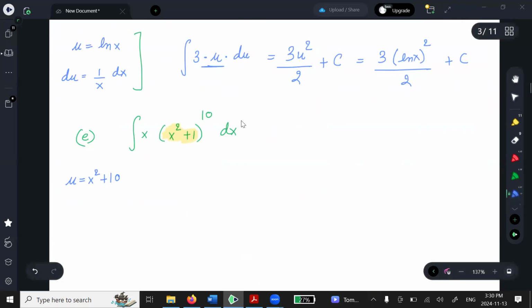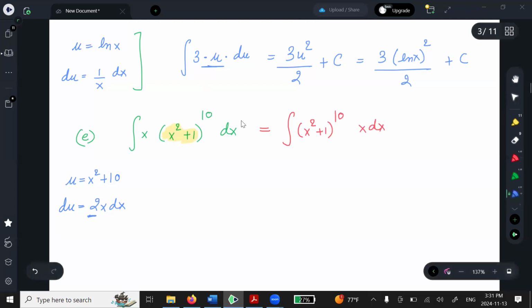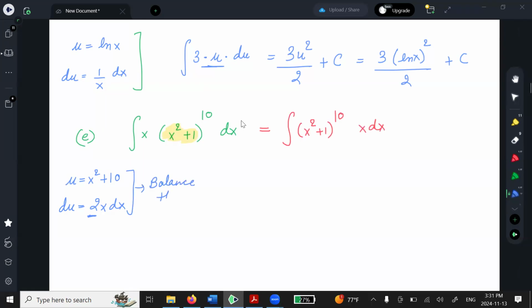What is du? Try to solve it on your own. Make sure you can do this in exam. Well, in this case, I got an extra 2, which is not in the question. So this question will require some balancing. So I move the x with the dx, right? So I balance the integral.